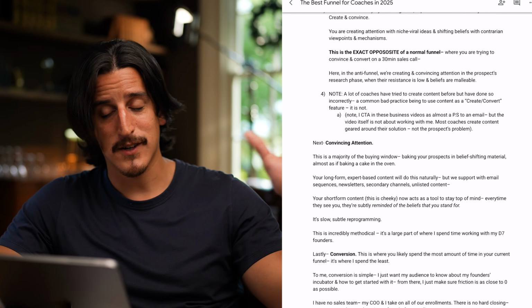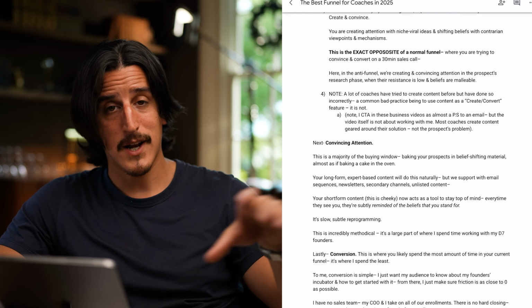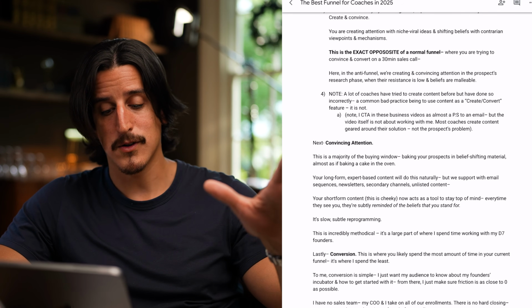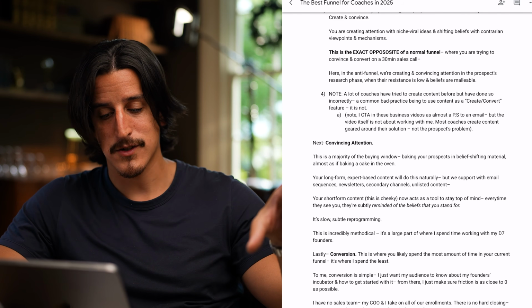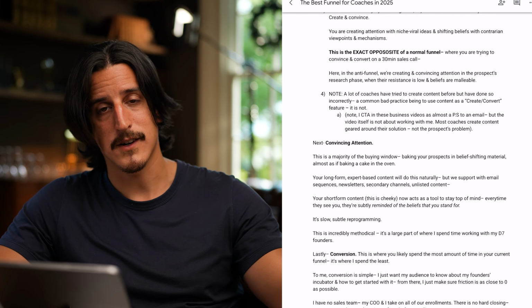And from there, I want to make sure the friction to getting you onboarded is as close to zero as possible. I have no sales team. My COO and I take all the calls. There's no hard closing, and every prospect knows the price before the call. It's very simple, it's very little friction, and it's the byproduct of my efforts, the fruit of my labor in the create and convince functions of my funnel.